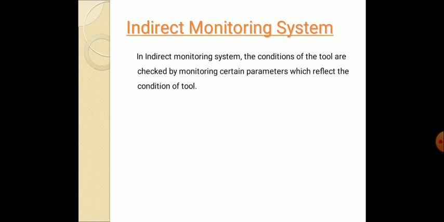Next is the indirect monitoring system. In the indirect monitoring system, the condition of tools is checked by monitoring certain parameters which reflect the condition of the tools. So in this we have certain standard parameters in which the given data is compared with the standard parameters to give out the required result or the output.